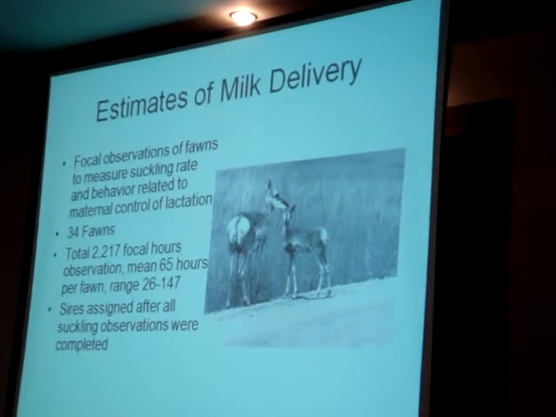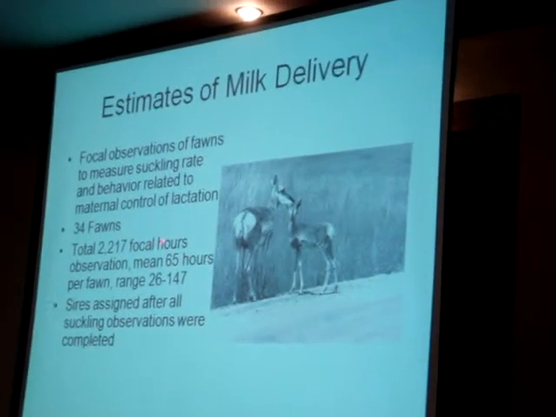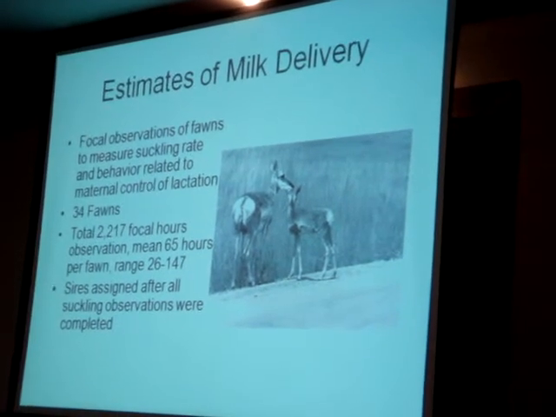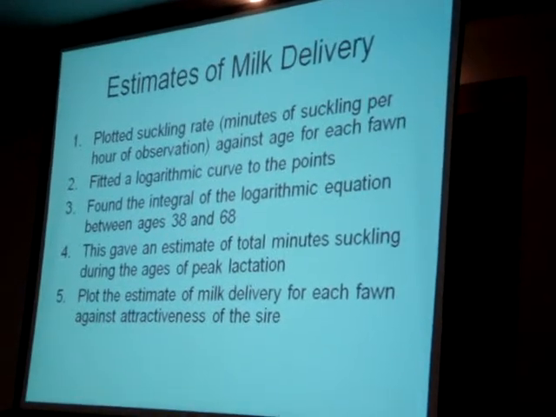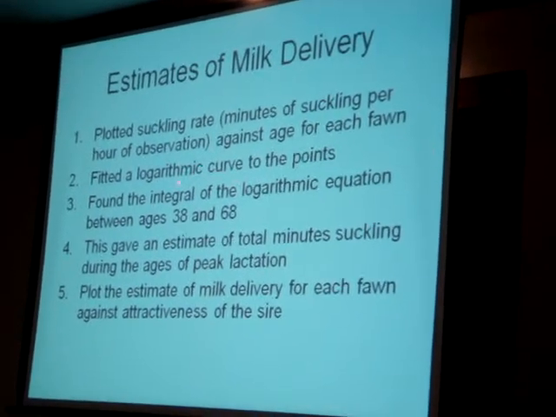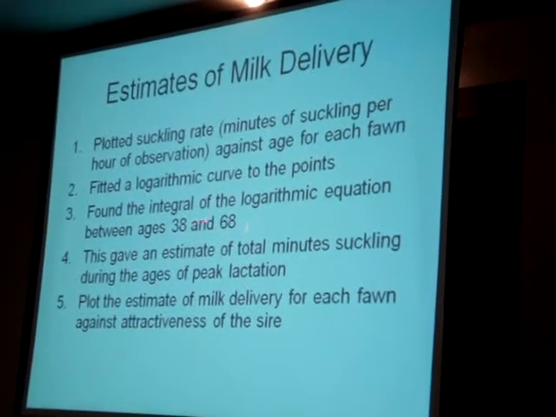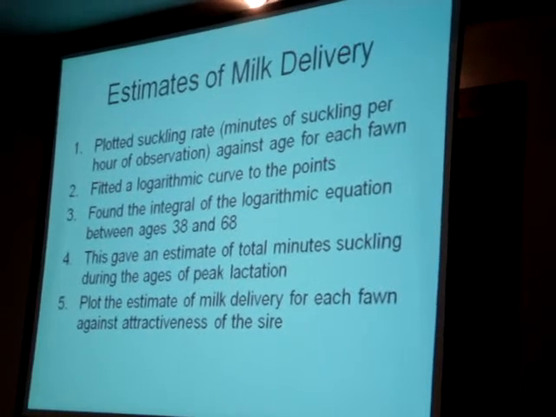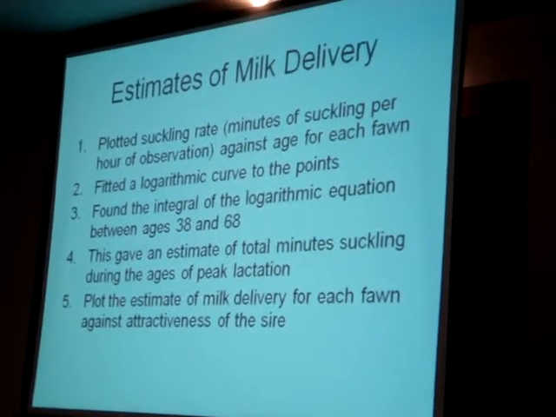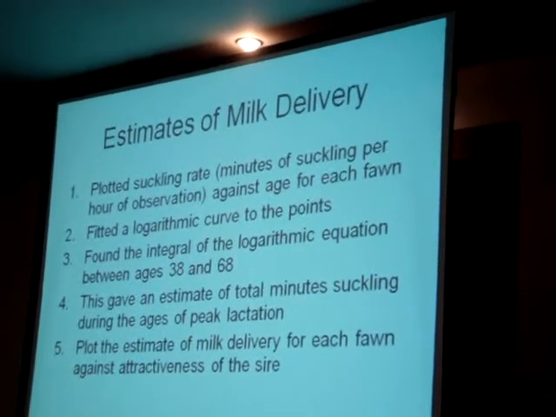So, we did focal observations of fawns to measure suckling rate, 34 fawns, a couple thousand hours of observation, and all the sires were assigned after the suckling observations were completed. We plotted for each fawn suckling rate, minutes of suckling per hour of observation, against age, fitted a logarithmic curve to those points, found the integral of the equation between the ages of peak lactation, and that gave us an estimate of total minutes suckling during the ages of peak lactation. And then we plotted these estimates of milk delivery for each fawn against the attractiveness of the sire.